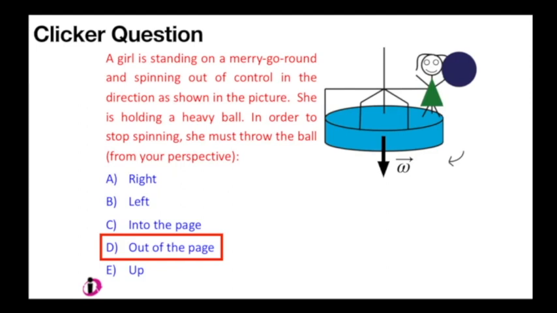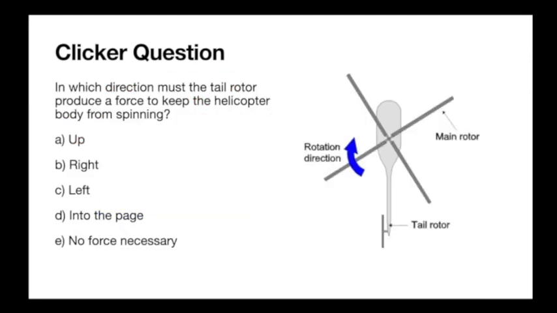Okay, now let's do another one. This next question is a lot like this one, a new situation where we kind of rotate it around, but if you struggled with this one, see if you can learn from it. So now we have a helicopter, and the main rotor, the top propellers, are rotating as shown. And we want to know what direction must the tail rotor produce a force in order to keep the main compartment, the body of the helicopter, from spinning.